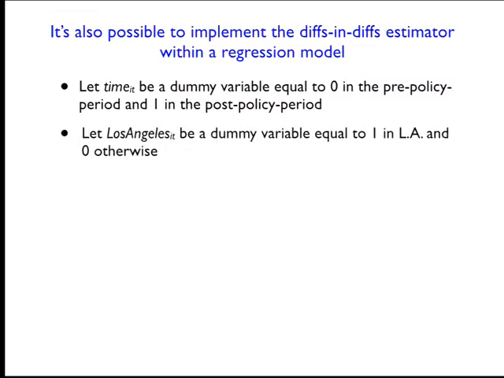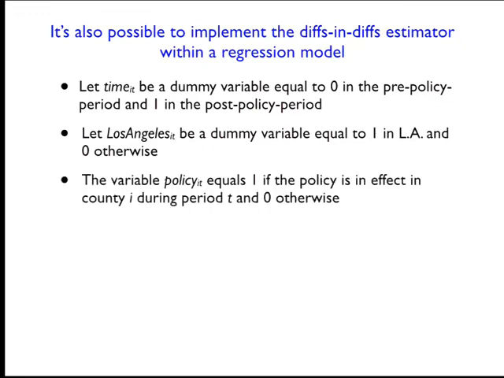Then the next dummy variable that we're going to define will be called Los Angeles, which should be pretty straightforward. It's going to be equal to 1 if the observation you're looking at corresponds to Los Angeles County, and 0 otherwise. So in our scenario, it would be 0 when you're looking at San Diego County. And then finally, we're going to define a variable which we call policy, which is going to be equal to 1 when the policy is in effect in the county and time period that you're looking at, and 0 otherwise.